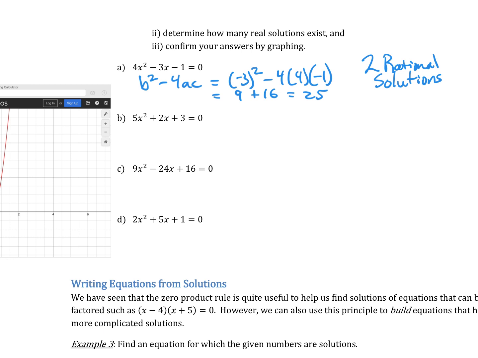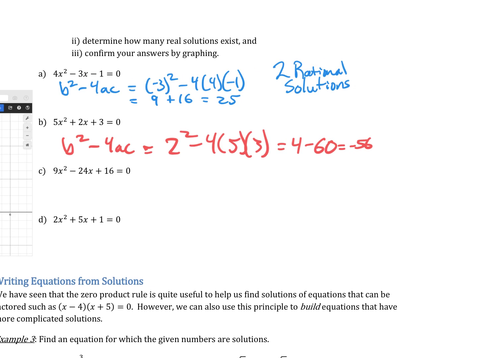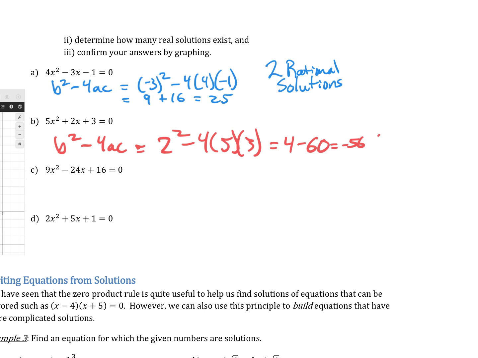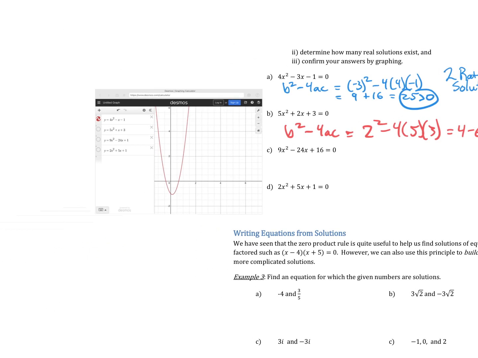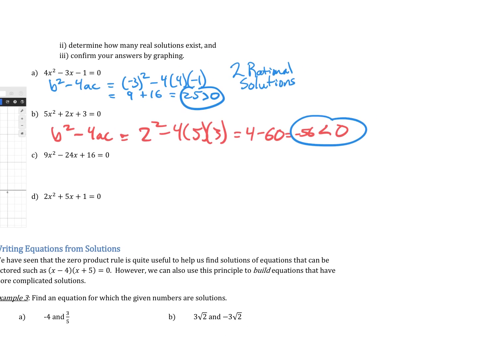All right, next, b squared minus 4ac for this one. That's going to give us 2 squared minus 4 times 5 times 3. That's 4 minus 60, and so that equals -56. That is less than 0. This one, by the way, was greater than 0. That's why we had 2 solutions. Here, we're going to have no real solutions. Let's go check that out. I should write this down here first of all. This is no real solutions.